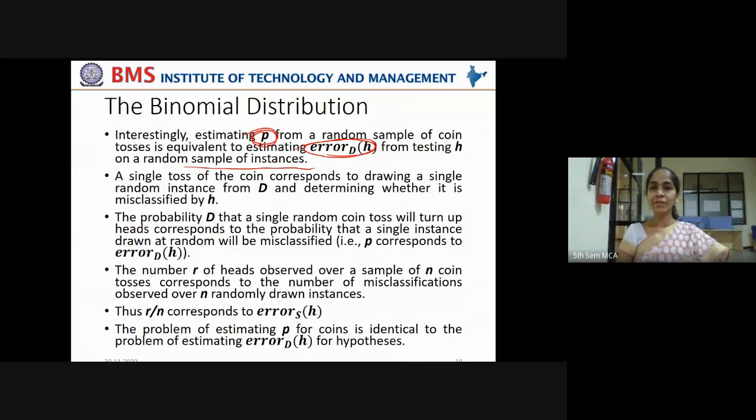That is estimating from a random sample of coin tosses. You are estimating the probability P from a random sample of coin tosses. In the previous case we observed, in the first case it is 0.6, in the second case it is 0.7, in the third case it is 0.9. Is there any similarity between the sample errors?